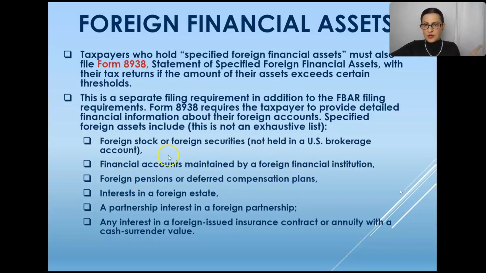Financial accounts maintained by a foreign financial institution. This would include foreign banks, but the thresholds for the Form 8938 are higher than the FBAR, and I'm going to give those to you in a minute. Foreign pensions or deferred compensation plans, interests in a foreign estate, a partnership interest in a foreign partnership, and any interest in a foreign issued insurance contract or annuity with a cash surrender value.